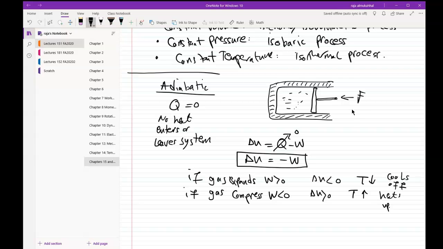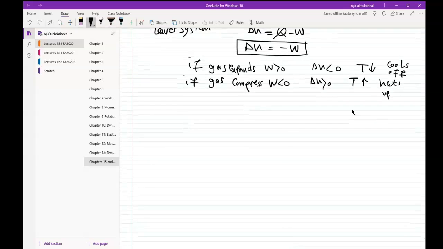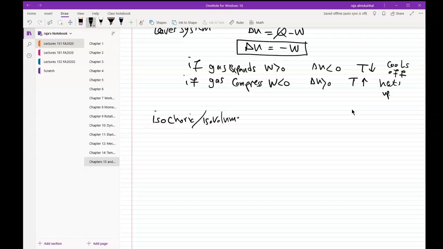Okay, all right. The second process is isochoric or isovolumetric, which means what? Same volume. What would be an example of something of the same volume? The pressure cooker. I'm sure you have a pressure cooker in your kitchen. If you don't, ask your mother, she'll probably tell you what a pressure cooker is. So, same volume, what does that mean? Iso means same, by the way.